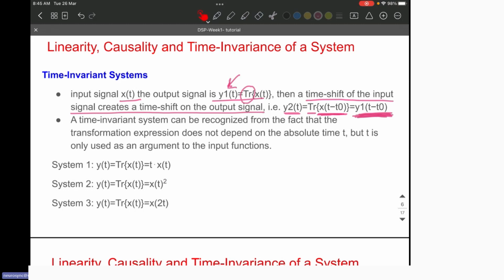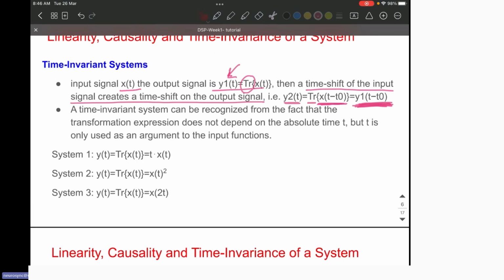Now this time invariant system can be recognized from the fact that the transformation expression does not depend on the absolute time t, but t is only used as an argument of the input function. The expression should not depend on the absolute time t, but t can be used as an argument of the input function.